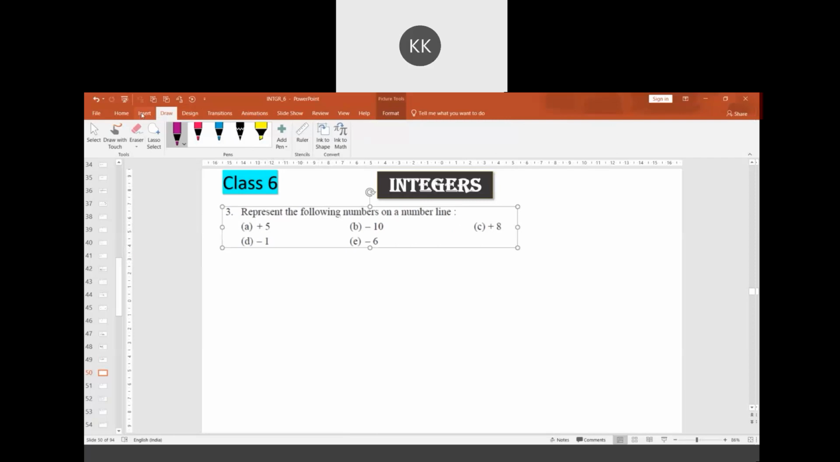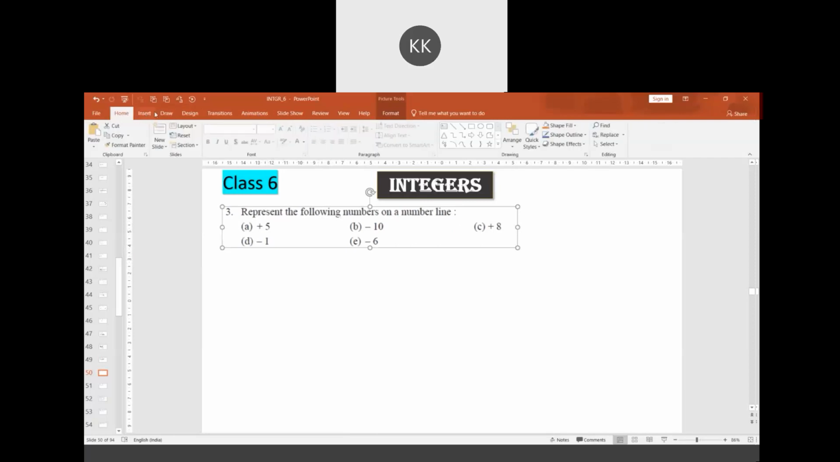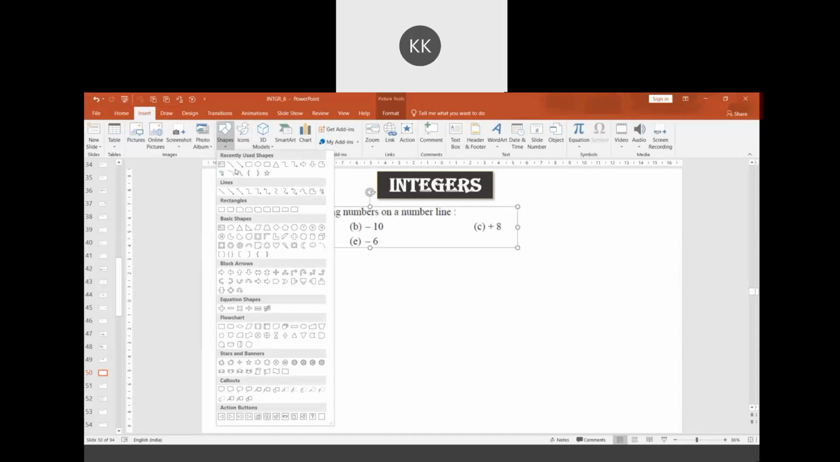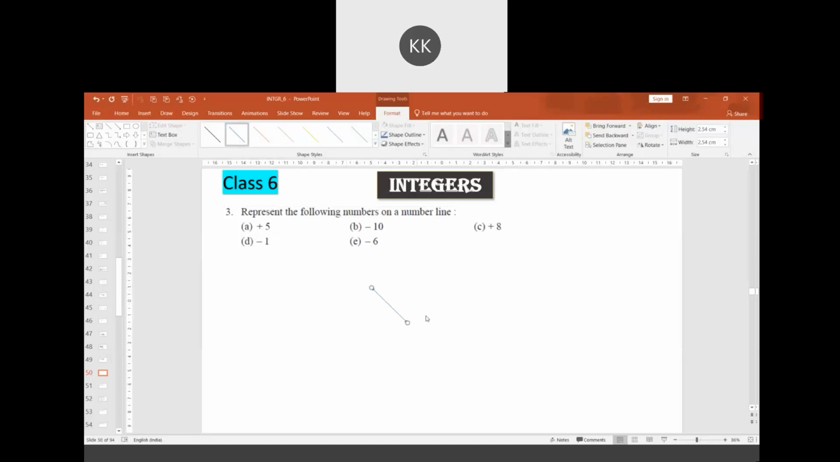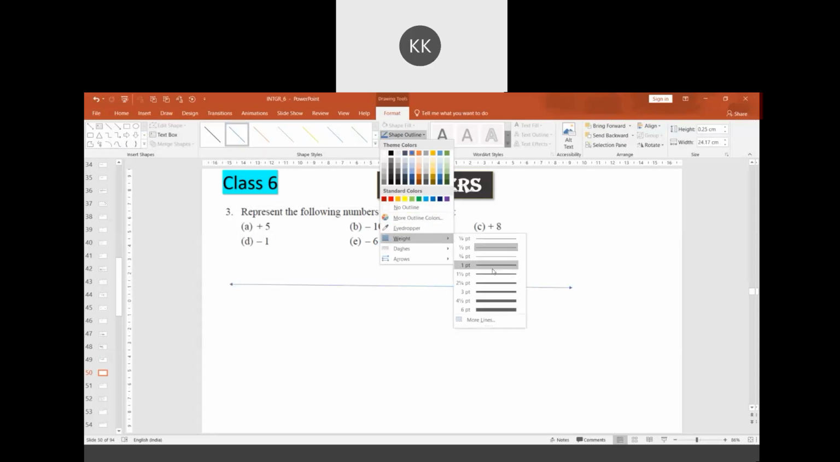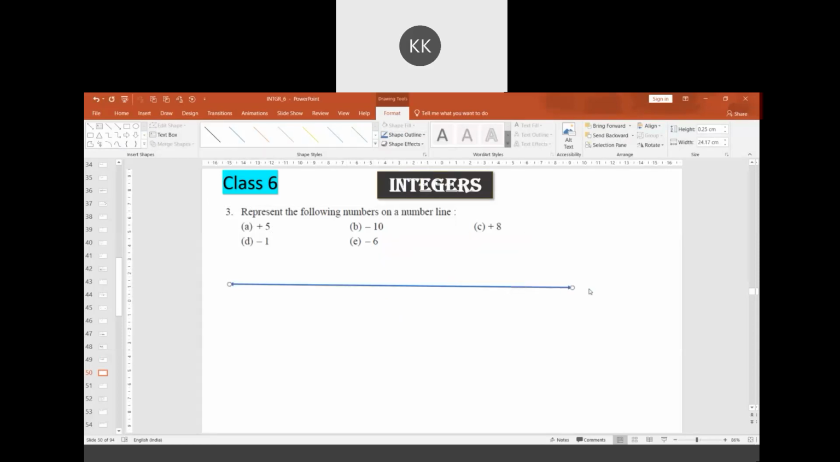We will just consider a line. Remember, each time we have to do it properly. There should be equal spacing between them. Otherwise, it is not called a number line. For a number line, the numbers are to be placed at proper distances.